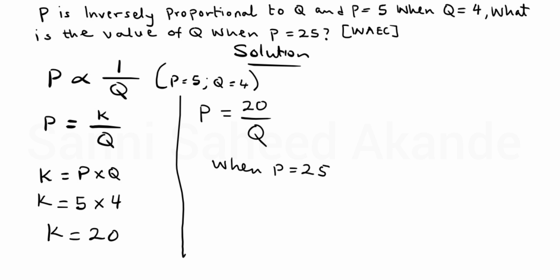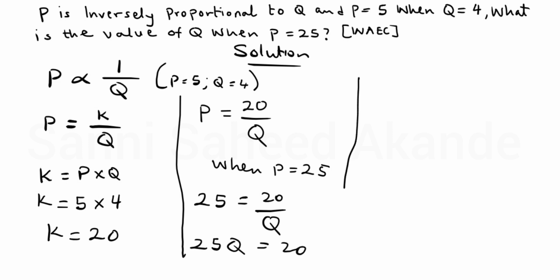So I'm going to substitute the value of P into this equation connecting P and Q together. So I have 25 equal to 20 divided by Q. When you cross multiply, you have 25 times Q, which is 25Q, equal to 20. So let's continue here. 25Q is equal to 20.